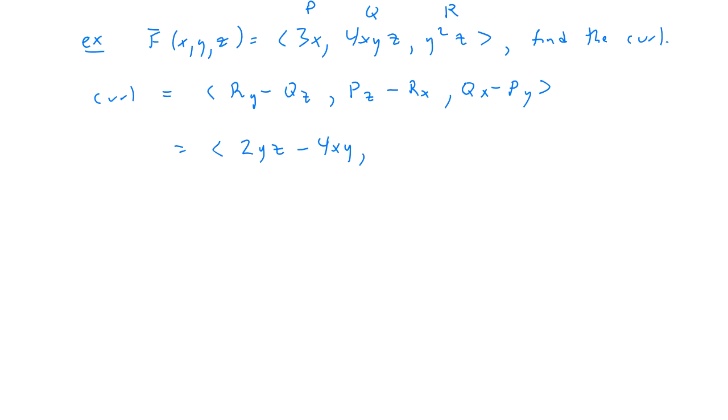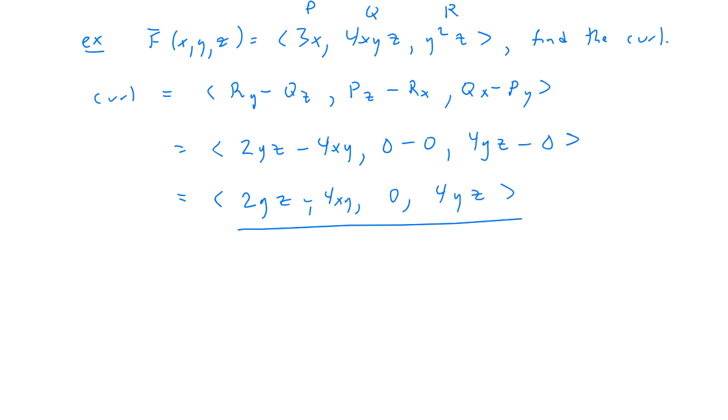and then the derivative of P with respect to Z, which is 0, minus the derivative of R with respect to X, which is also 0, and then derivative of Q with respect to X, and minus the derivative of P with respect to Y. That is what's called the curl.